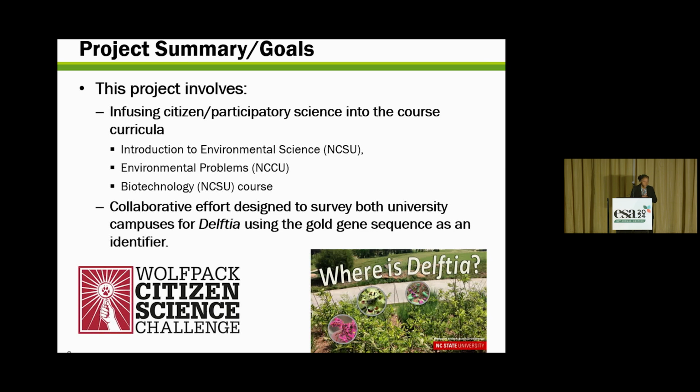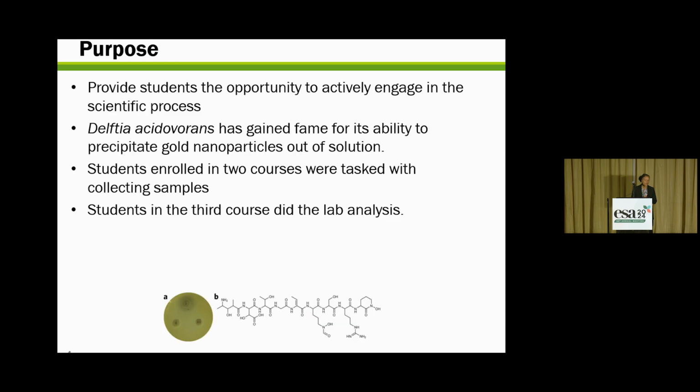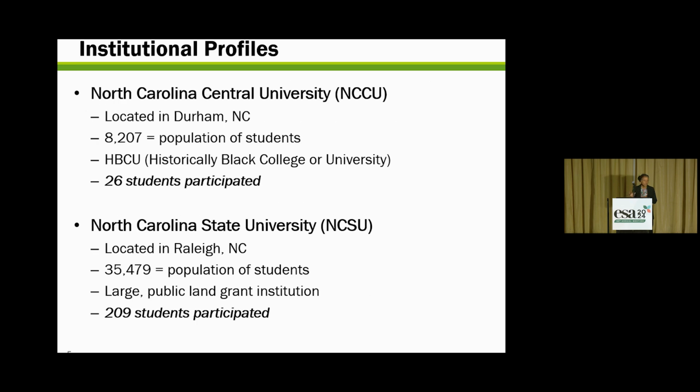So there were 3 courses that used this project, 2 courses at NC State, and 1 course at North Carolina Central University, and we were looking at the microbe Delftia. If you're not familiar, it is a microbe that poops gold. It is very well known for precipitating gold nanoparticles. So the students got really excited about that piece. But we were trying to get students engaged in working across campus, working in groups.